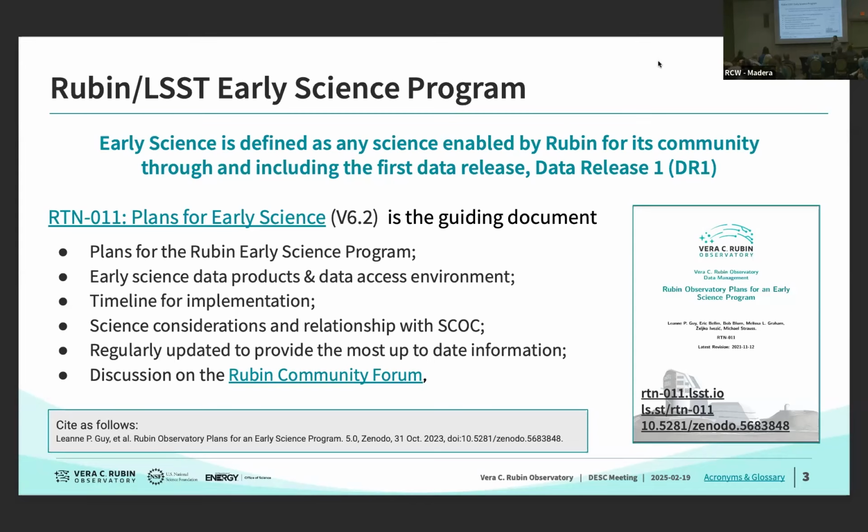We have a guiding document, RTN 11. It's currently in version 6.2. This is a living document. As we walk through commissioning and we look at the data that's collected, we reassess what we can do, we reassess what the best scenario is for making that data available to the community, and we update this document. The document covers the data products and the data access environment for early science data. It gives timelines for implementation. It talks about the science considerations and our relationship with the SCOC, and just provides up-to-date information on where we're at with early science releases.